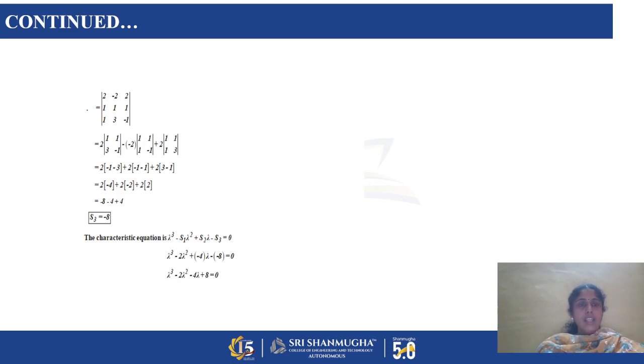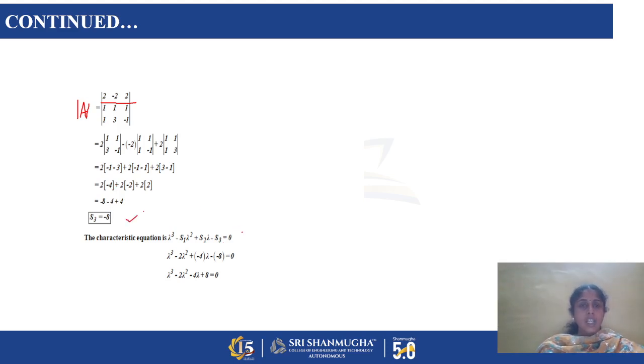Then S3 is nothing but the determinant of A. So the determinant of A is the determinant of 2, -2, 2, 1, 1, 1, 1, 3, -1. I'm going to expand along the first row. So I get 2 times the determinant of 1, 1, 3, -1, minus of -2 times the determinant of 1, 1, 1, -1, plus 2 times the determinant of 1, 1, 1, 3. When I do the arithmetic calculations, I get S3 value as -8.